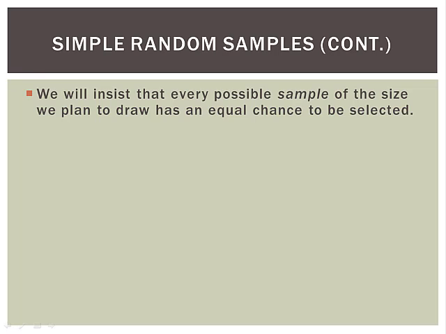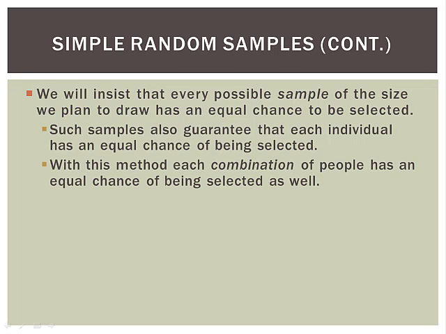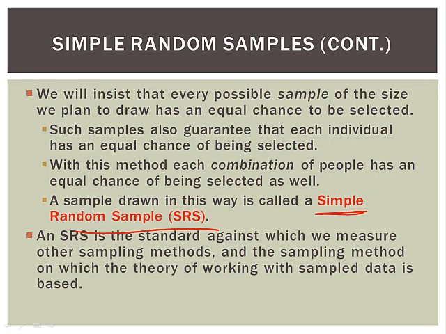So in the telephone survey they did for president, there were many people who could not be selected, people who didn't have phones. So these samples also guarantee that each individual has an equal chance of being selected. With this method, each combination of people has an equal chance of being selected as well. And a sample drawn in this way is called a simple random sample, or SRS for short. So a simple random sample is the standard against which we measure every other sampling method. And there are other sampling methods that we'll look at, and sometimes we can't do a simple random sample. It's just not convenient.